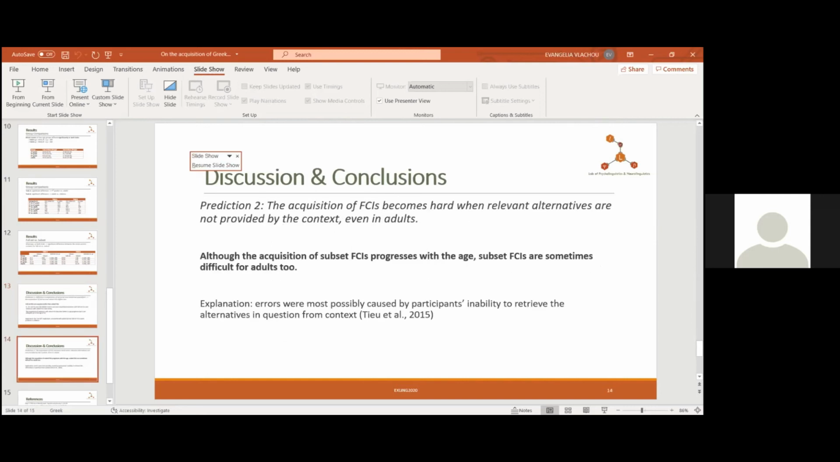Our explanation is that not all implicature associated with subset but not with full set FCIs causes problems to children. Prediction 2. The acquisition of FCIs becomes hard when relevant alternatives are not provided by the context, even in the case of adults. Our finding is that although the acquisition of subset FCIs progresses with age, subset FCIs are sometimes difficult for adults too. Our explanation is that errors were most probably caused by participants' inability to retrieve the alternatives in question from context. Remember, we made sure that all sentences that we used were deprived of context and their form was very short. Thank you.